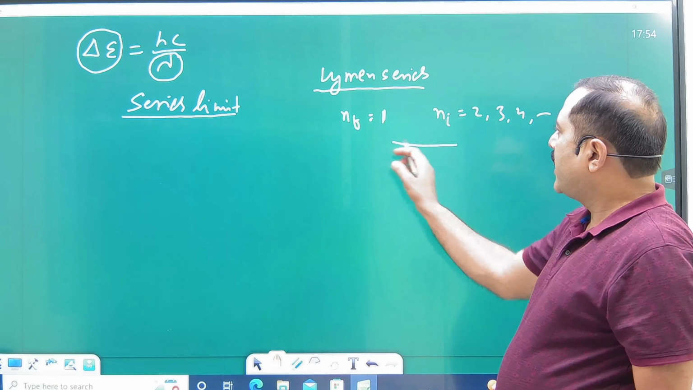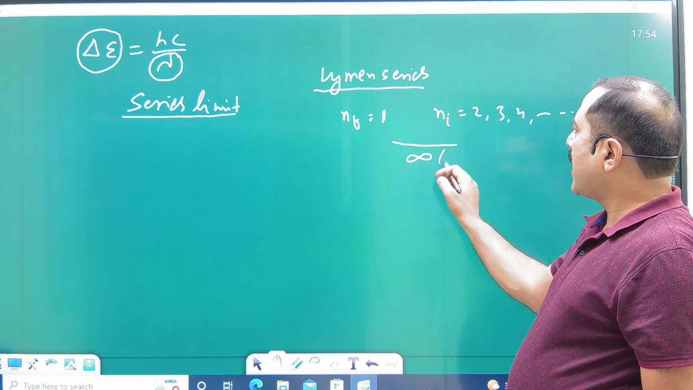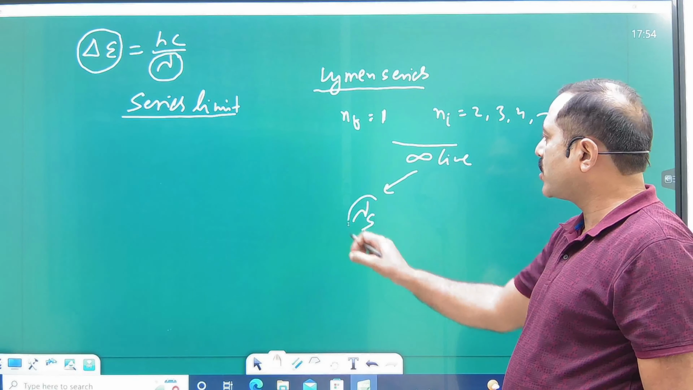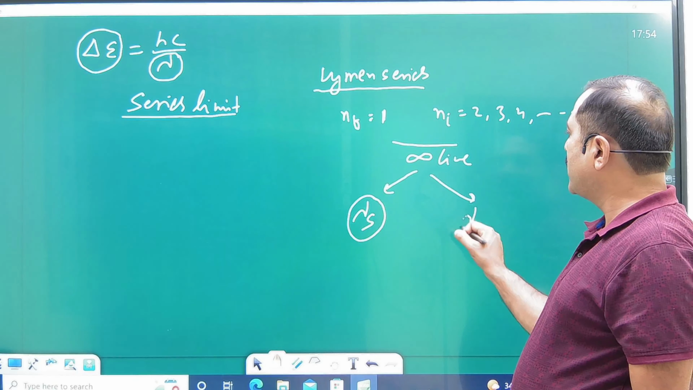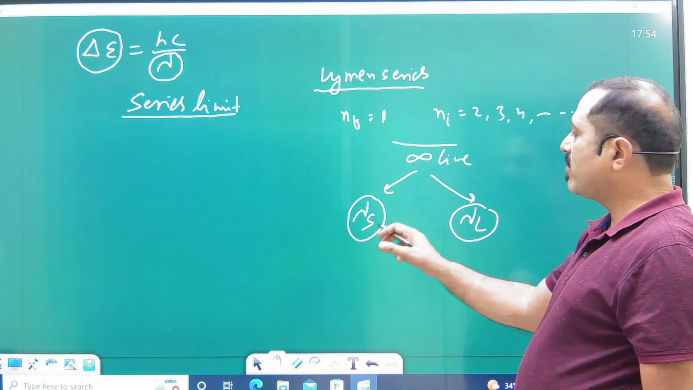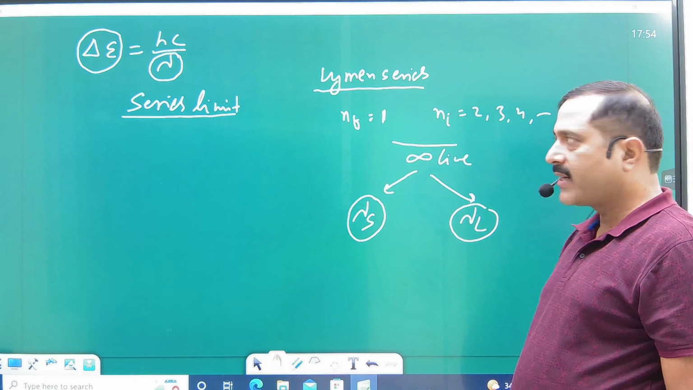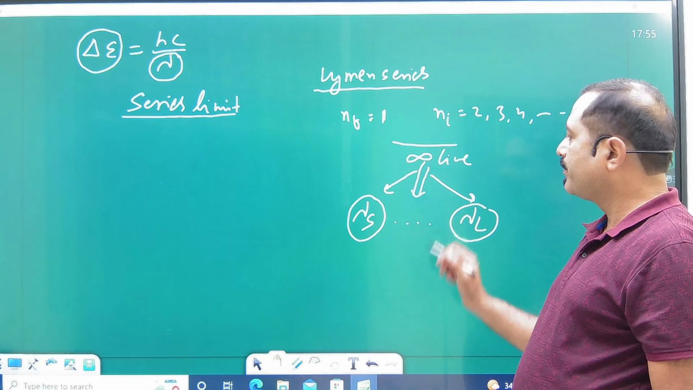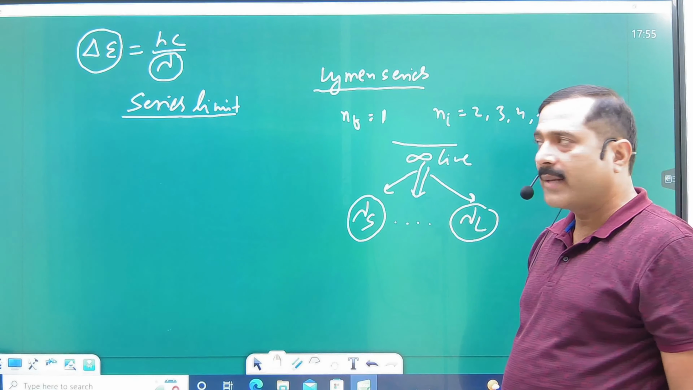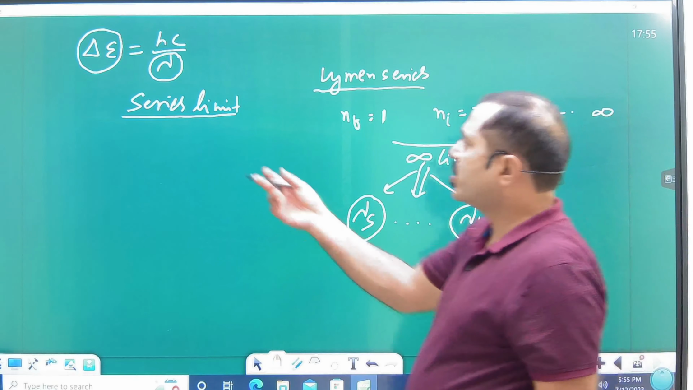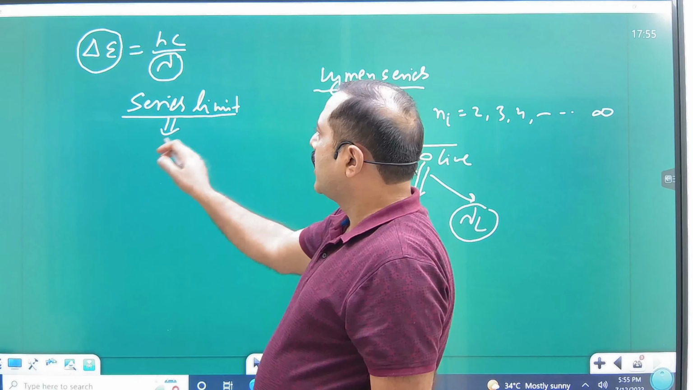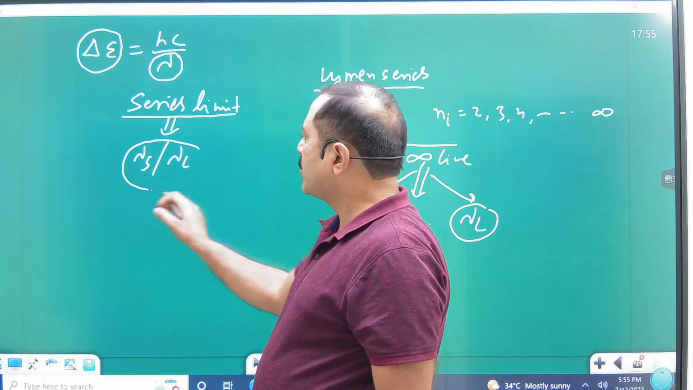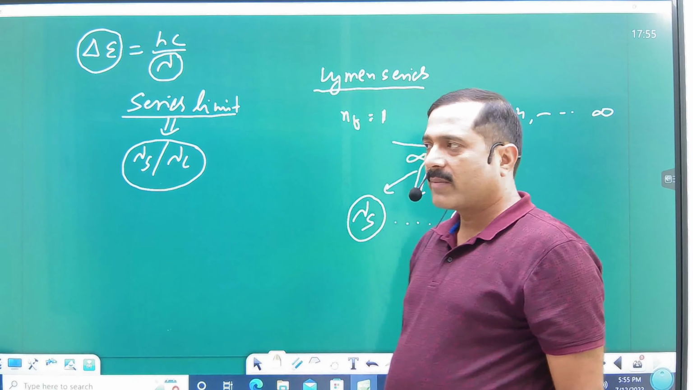Out of these infinite lines, one wavelength is the shortest and one wavelength is the longest, and in between this shortest and longest electromagnetic radiation, all infinite lines lie. How can we calculate lambda longest and lambda shortest, which is termed as series limit? Lambda shortest and lambda longest is termed as series limit.